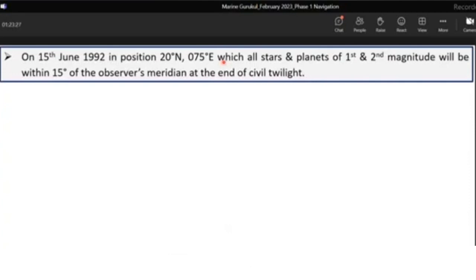So the twilights end at different timings in the evening. So by default, it becomes a PM question. Had it been the beginning of the twilight, then it would have become an AM question. So now we go to the daily page of the Nautical Almanac for 15th June. For 20 degrees north latitude, we pick up the civil twilight time in the evening.